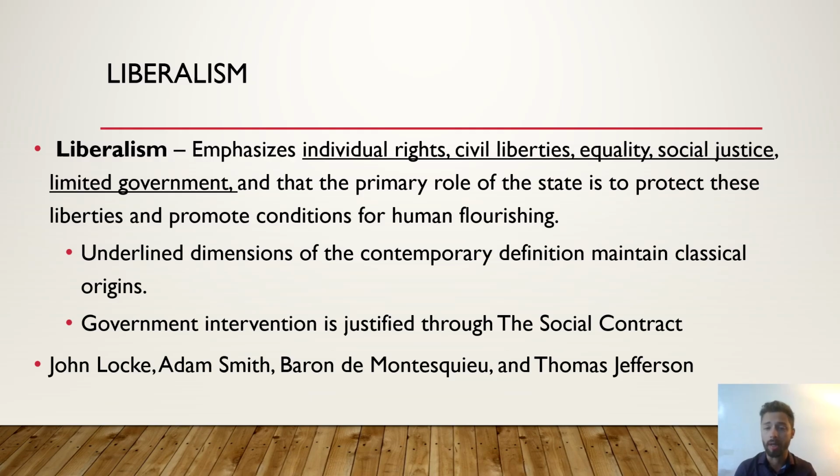Liberalism emphasizes individual rights, civil liberties, equality, social justice, and limited government at its origins. The primary role of the state is to protect these liberties and promote conditions of human flourishing. So we look at the underlying dimensions of this definition: individual rights, civil liberties, equality, social justice, and limited government. These foundations originate primarily from the works of John Locke and other liberal philosophers of the time.